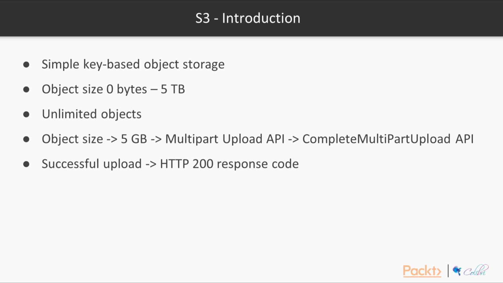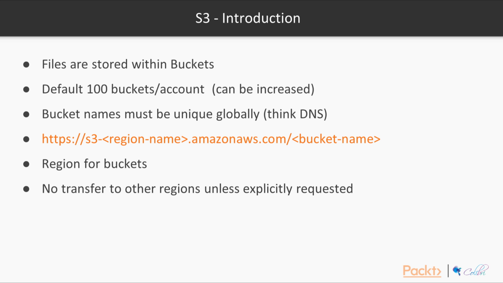And as you might expect, it offers a simple HTTP-based REST API, and you receive a 200 response code for a successful upload. As I've mentioned before, files are stored in units called buckets. You can have, by default, up to 100 buckets per AWS account, although this can be increased by opening a ticket with support. And bucket names must be unique globally within a region. Bucket names are typically DNS compatible. So if you look at the link here, https://regionname.amazonaws.com/bucketname, your bucket name needs to be a DNS compatible name.